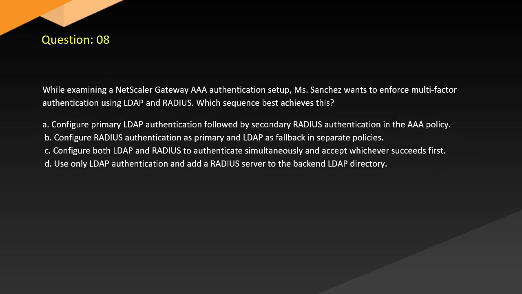Question 8. While examining a NetScaler Gateway authentication setup, Sanchez wants to enforce multi-factor authentication using LDAP and RADIUS. Which sequence best achieves this? A. Configure primary LDAP authentication followed by secondary RADIUS authentication in the authentication policy. B. Configure RADIUS authentication as primary and LDAP as fallback in separate policies. C. Configure both LDAP and RADIUS to authenticate simultaneously and accept whichever succeeds first. D. Use only LDAP authentication and add a RADIUS server to the backend LDAP directory.